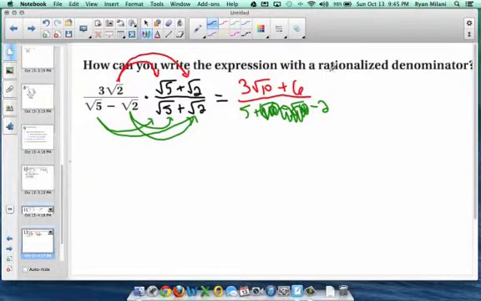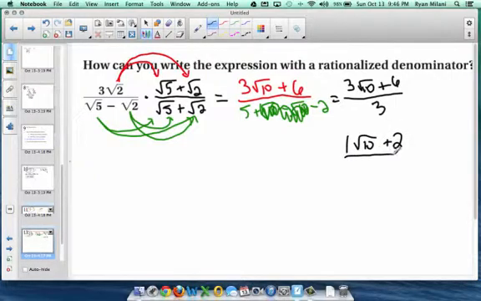So let's simplify this. I get 3 square root of 10 plus 6 over 5 minus 2, which is 3. Now, the last thing you should pay attention to is look at all your coefficients. So I have 3, I have 6, and I have 3. See if anything goes into all of them. 3 goes into every single one of these. So I'm going to divide everything by 3. So this becomes 1 square root of 10 plus 2 over 1. And we really know that these 1s aren't necessary. So this is square root of 10 plus 2. And that is rationalizing the denominator.